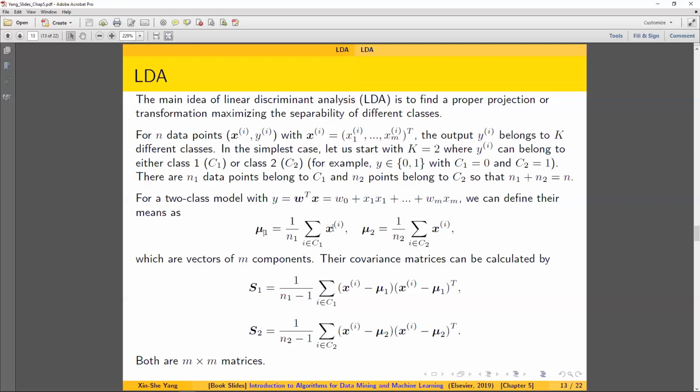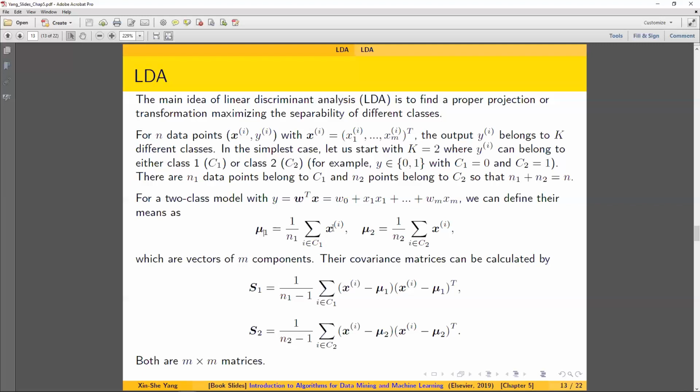So you can calculate the mean of those two different classes over the ith observations, especially for the ith observation that actually belongs to the first class C1. And then once we get that mean, mu1 and mu2, we can leverage mu1 and mu2 to calculate the variance or covariance matrices based on within cluster variance.